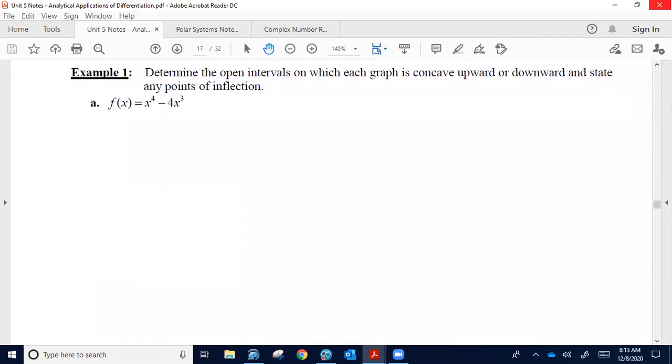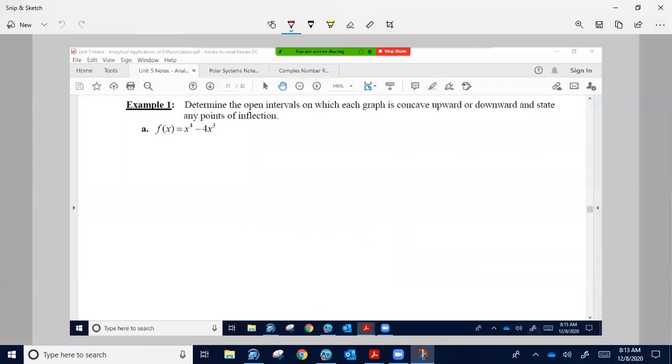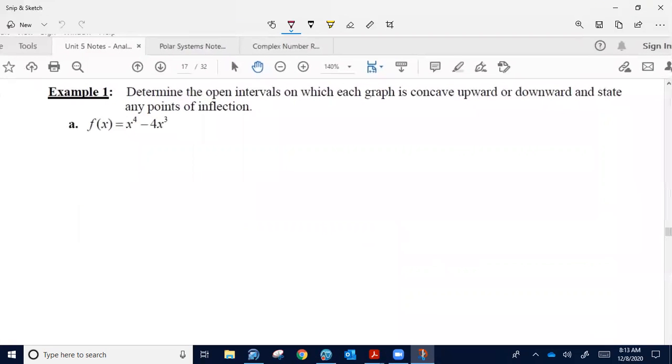All right, so we're not going to do all of these, but I want to do one to kind of get the idea of this. Determine the open intervals on which each, so again, this is an open problem. Whenever I see open problems, I kind of have to do a number line and test values.